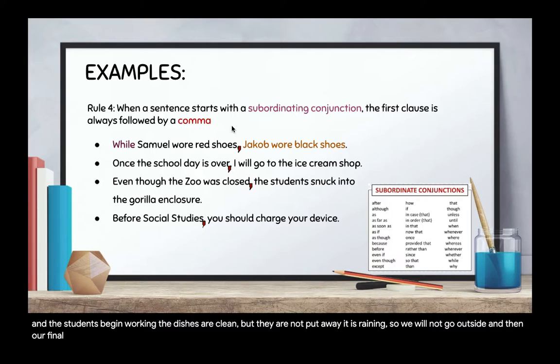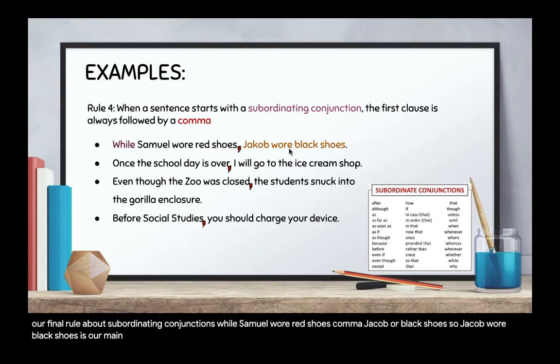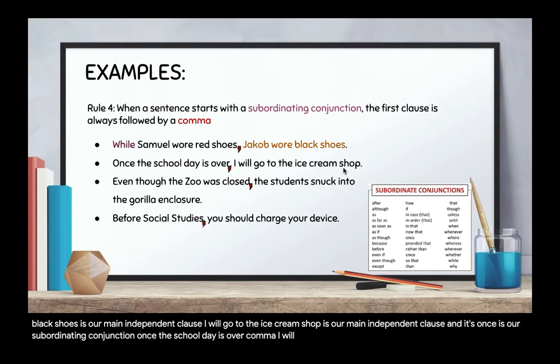And then our final rule about subordinating conjunctions. While Samuel wore red shoes, Jacob wore black shoes. And so Jacob wore black shoes is our main independent clause. Here, I will go to the ice cream shop is our main independent clause, and once is our subordinating conjunction. Once the school day is over, I will go to the ice cream shop.